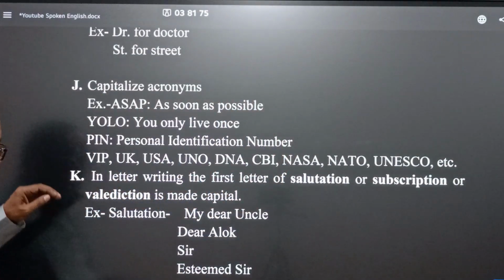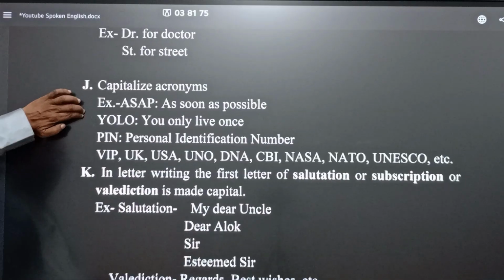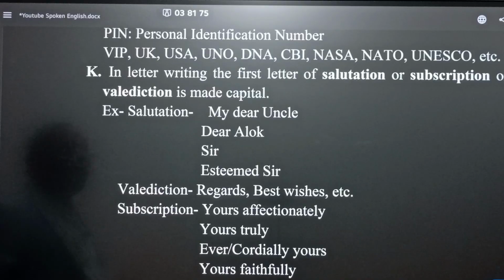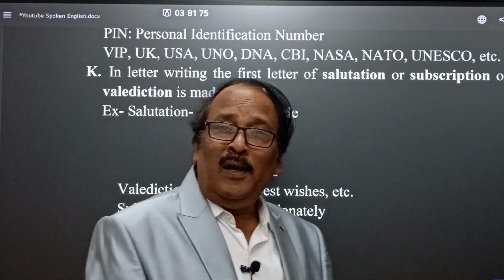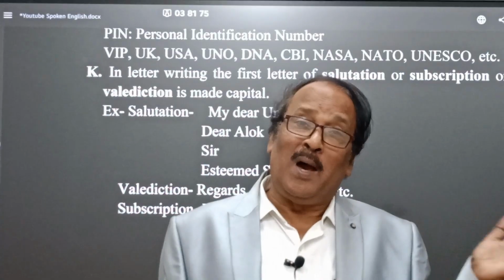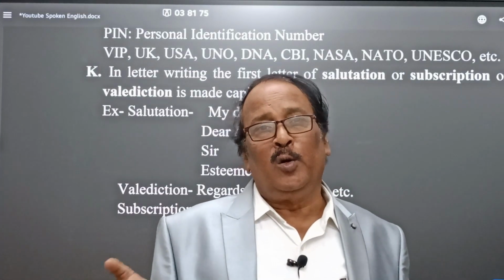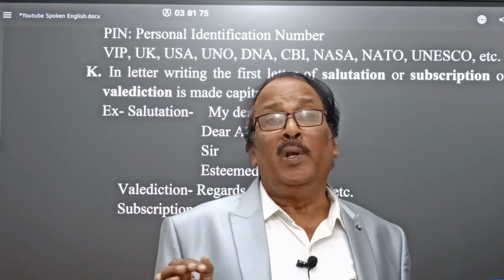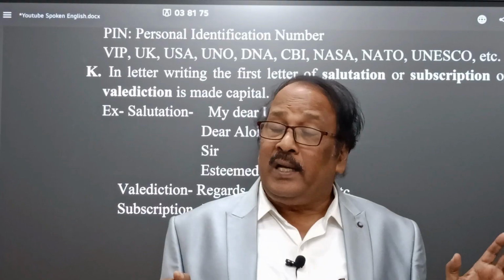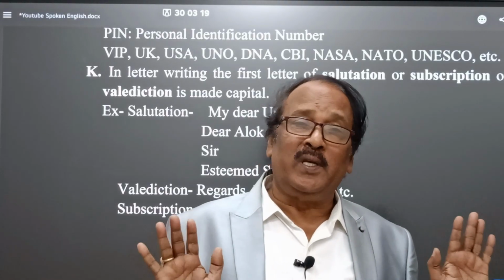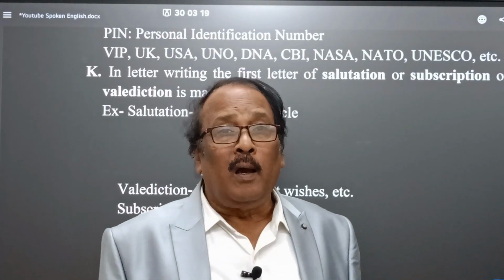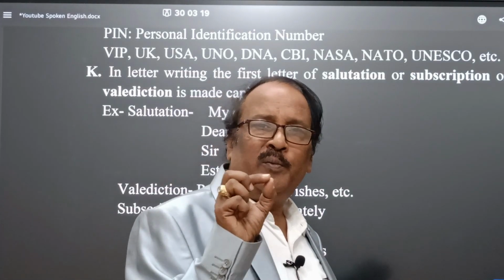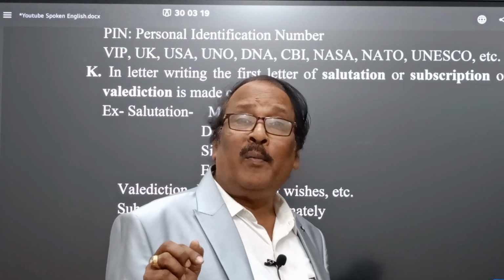Attention. Next, in letter writing, the other idea at the time of writing letters. Usually we write formal and informal letters in order to sort out our problems in our day-to-day life. In that case, we should be very careful. Our children or even seniors also commit mistakes at the time of using capital letters.